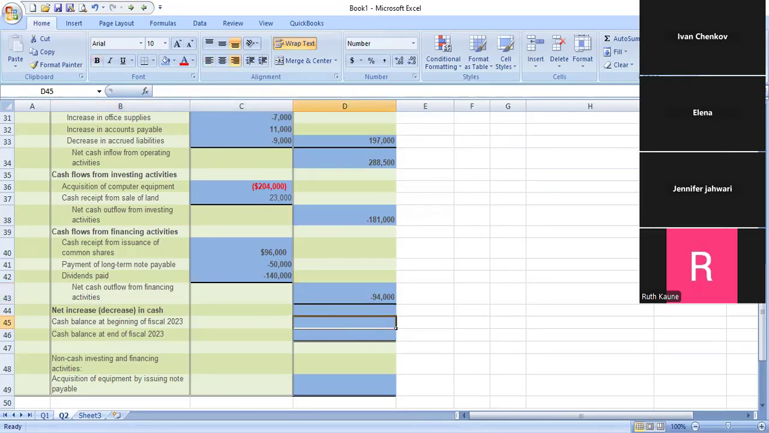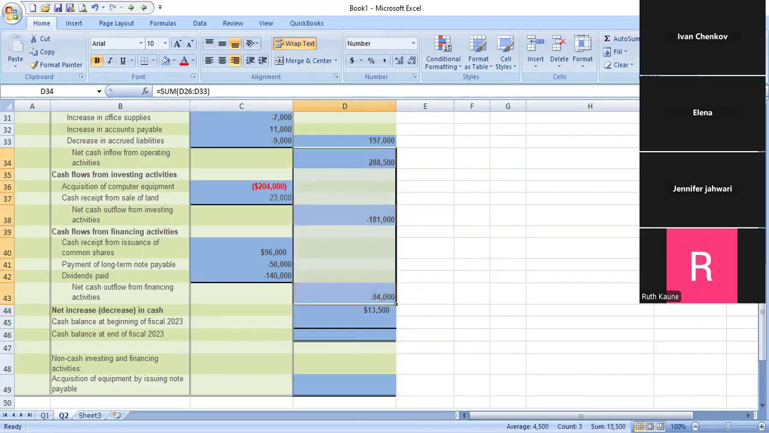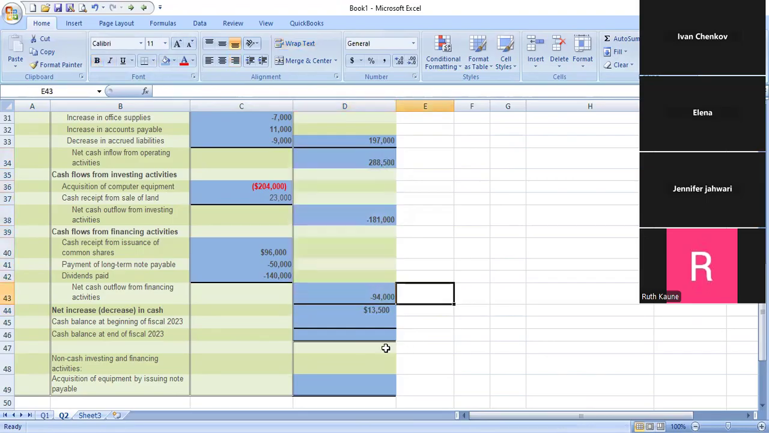So, the net increase or decrease in cash. I can get it simply by calculating those three numbers, and it should come to 13,500. You can double check yourself. Is it 13? Yes, 13,500.